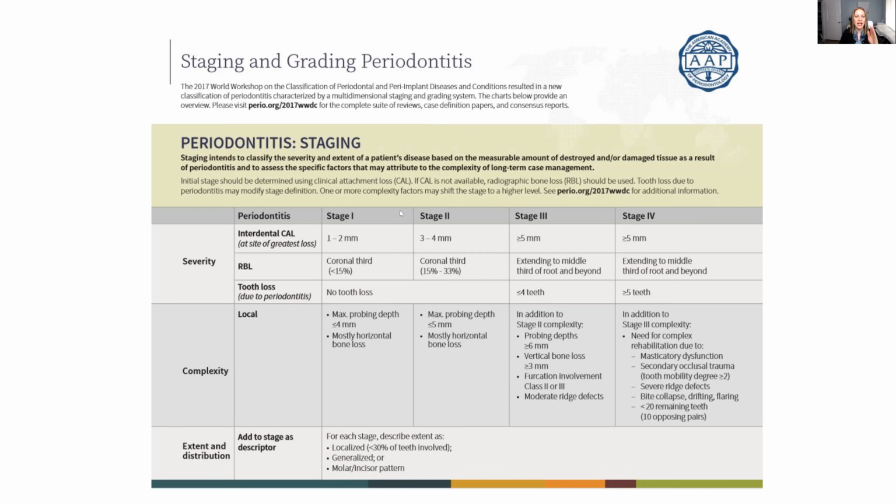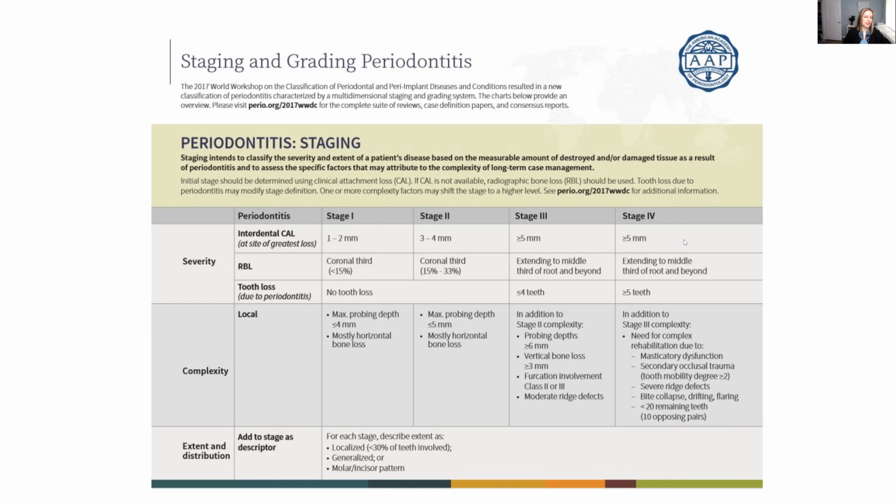So again, for stage one, look at the pocketing and look at the bone loss. Keep it as simple as that: pocketing and bone loss. Then you have to determine, is it localized pocketing or generalized pocketing? Simple as that. Stage one, the pockets are going to be less than stage two, stage three, and stage four.